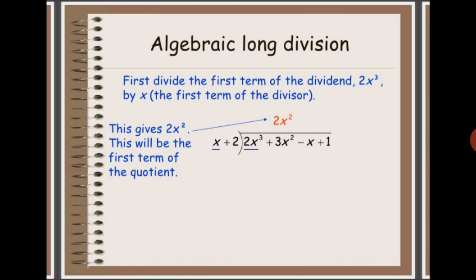The same is true for your divisor also. Look at the divisor now. It is x plus 2. x means x raised to power 1 and 2 is nothing but 2 into x raised to power 0. So that is also written in the decreasing order of their powers. So this is your first step. Once written, you can proceed.